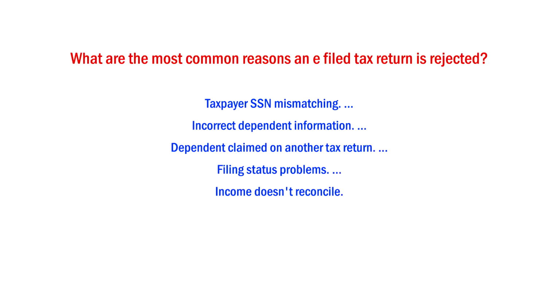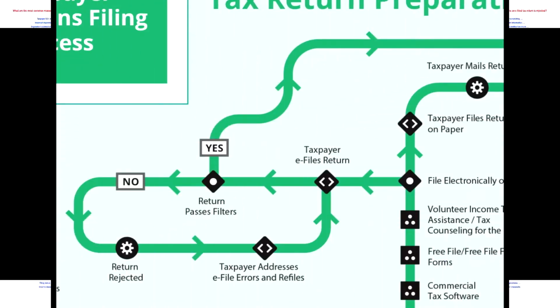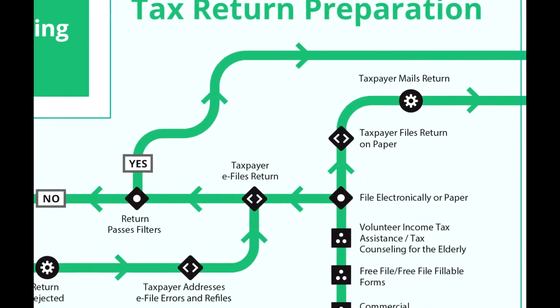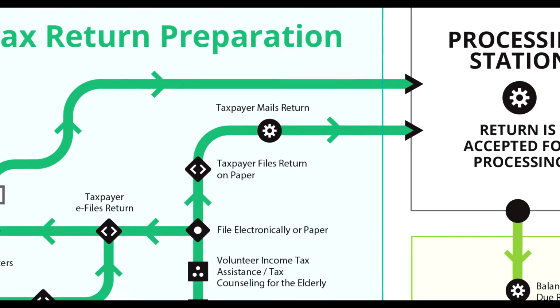What are the most common reasons e-file tax returns are rejected? Taxpayer Social Security number mismatching, incorrect dependent information, dependent claimed on another tax return, filing status problems, income doesn't reconcile. Tax return is sent to the IRS electronically.